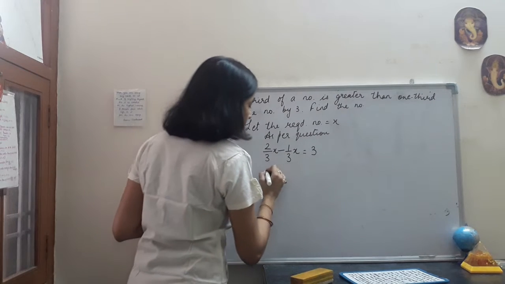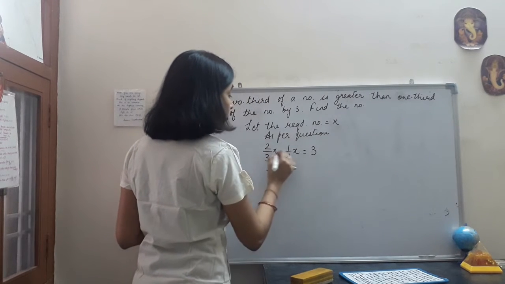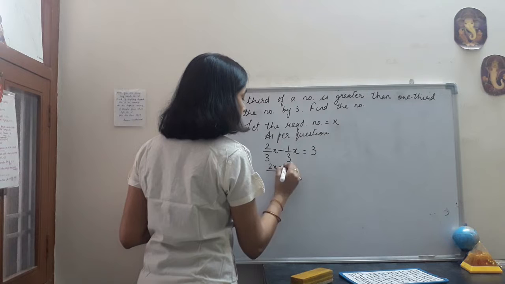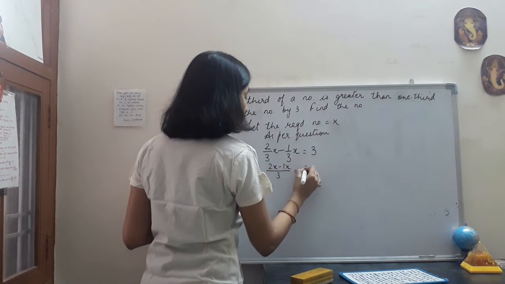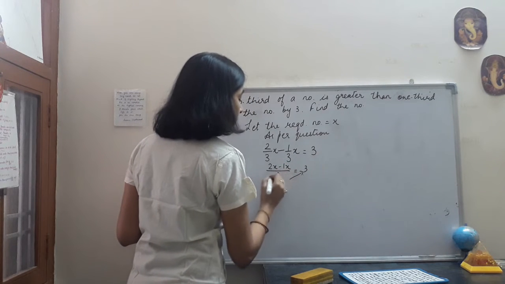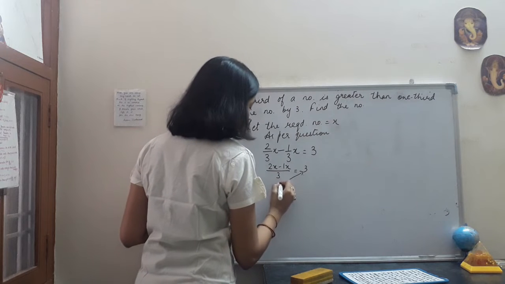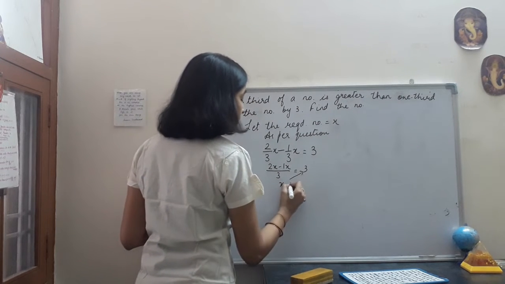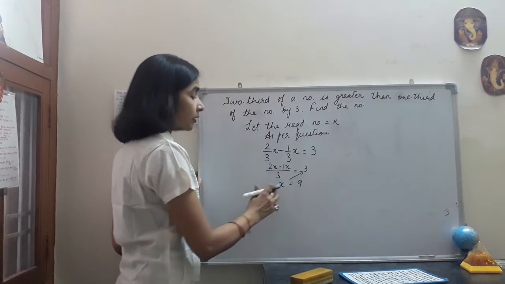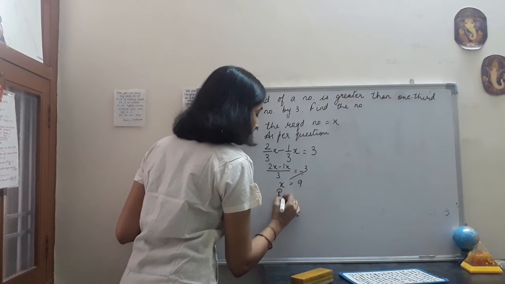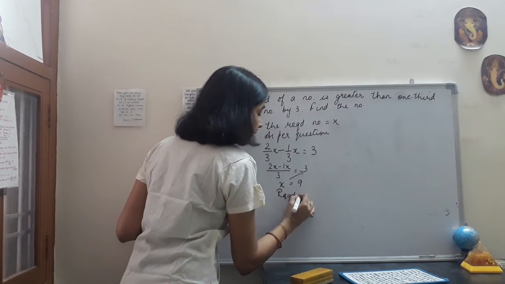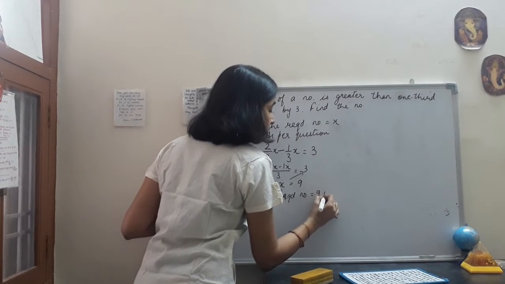Now solving the equation, taking LCM here, 1. So what do we get here? 2x minus 1x is equal to 3. Now cross multiplying it, what do we get? 2 minus 1 is equal to 1. So we can just write x is equal to 9. It was such an easy one. x is equal to 9. That means the required number is 9.